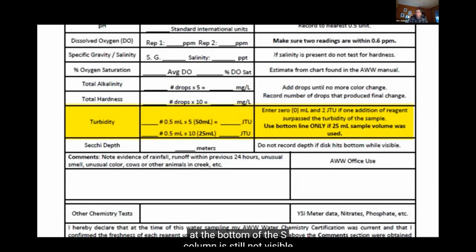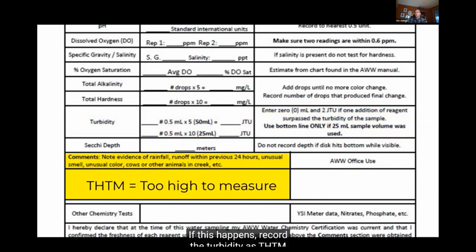In some rare cases, it is possible that the dot at the bottom of the S column is still not visible after reducing the volume to 25 milliliters. If this happens, record the turbidity as THTM, or too high to measure, in the comment section of your data form.